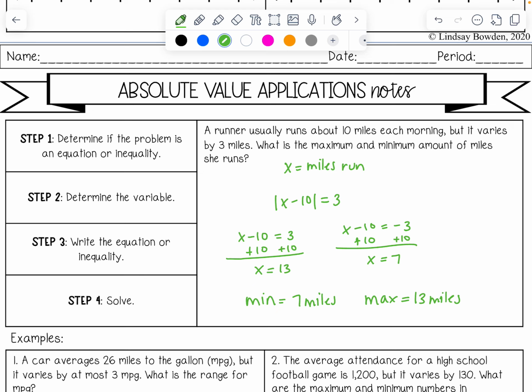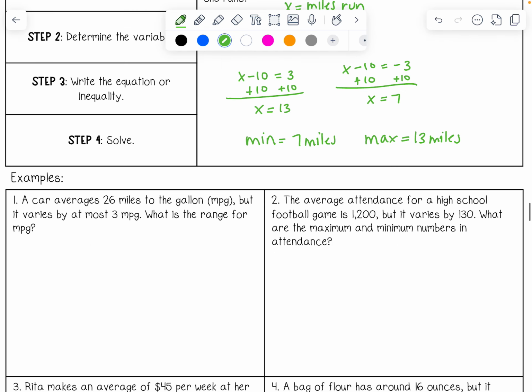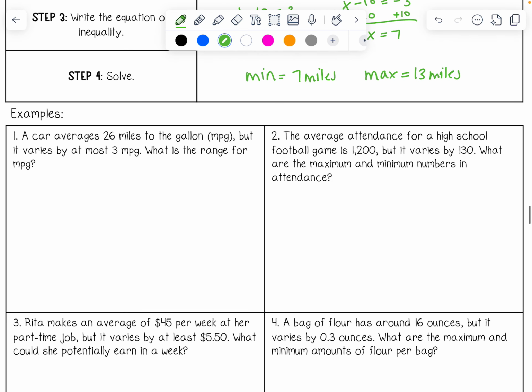So let's try another one here. I'm going to do another one with you because these are a little bit trickier than just typical word problems. So first step is to figure out if it's an equation or if it's an inequality. So remember, we're looking for those keywords. A car averages 26 miles to the gallon, but it varies by at most 3 miles per gallon. What is the range for miles per gallon? So at most, and then range tells you it's an inequality. So it's not like an equal thing here. It's a range, which would be an inequality.